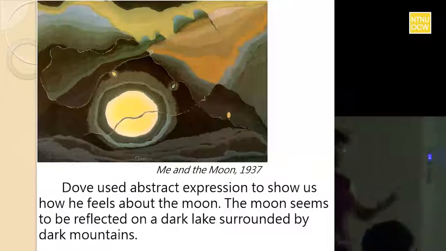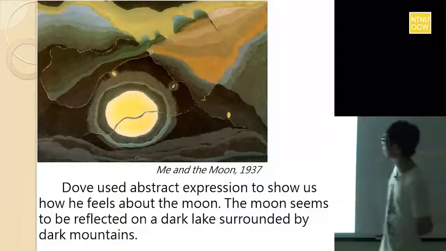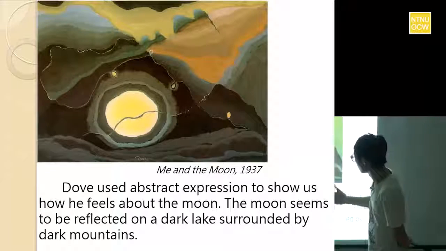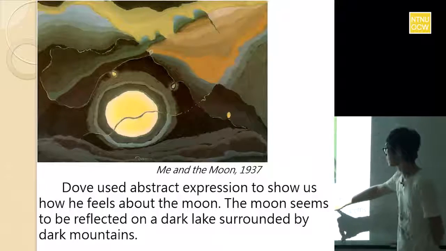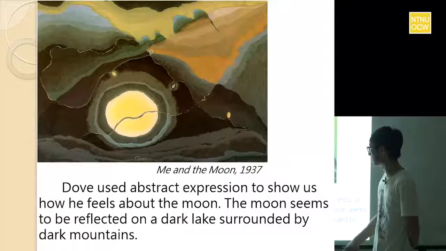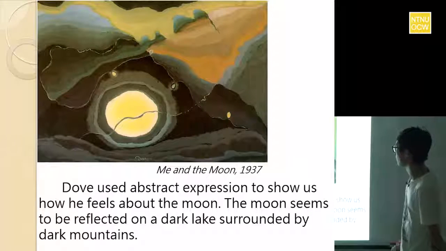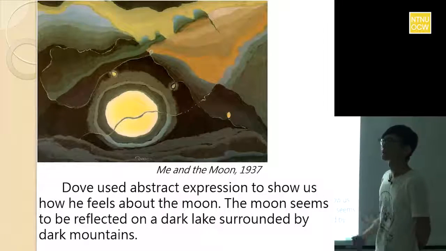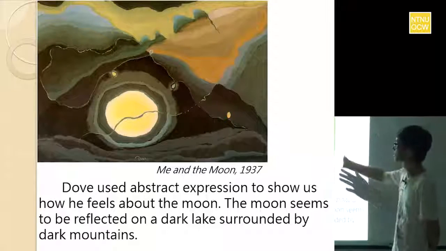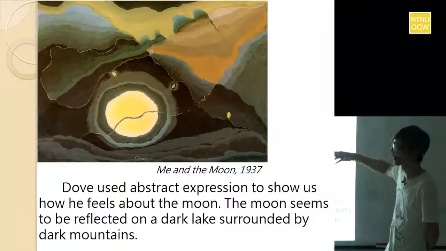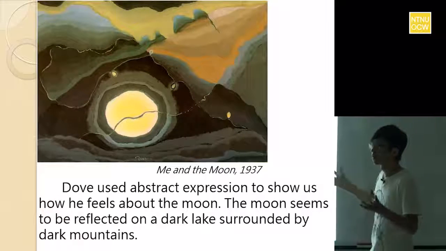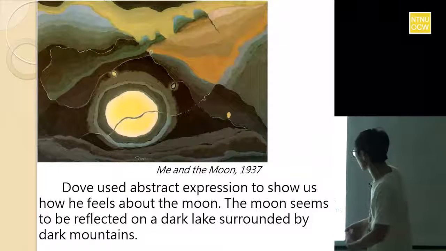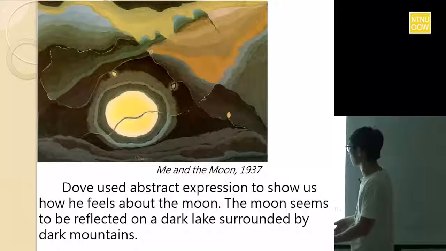Interesting. Let's look at this next one. This one is very special, right? Because it is an abstract painting. So Dove used abstract expression to show us how he feels about the moon. He wants to express his feeling with this picture, so maybe you can just feel it. And the moon seemed to be reflected on the dark lake surrounded by dark mountains.